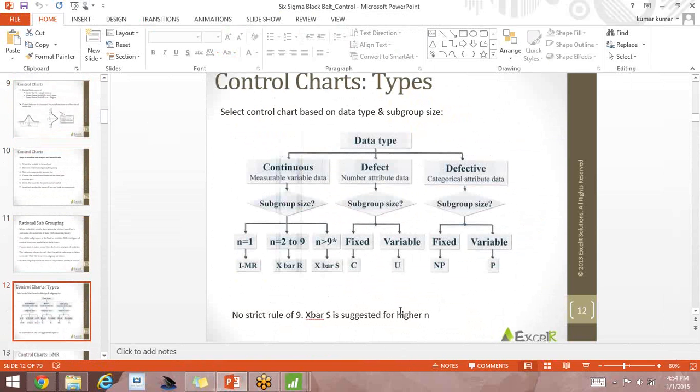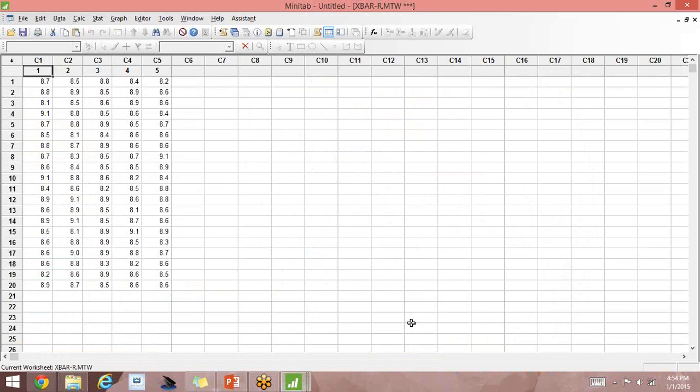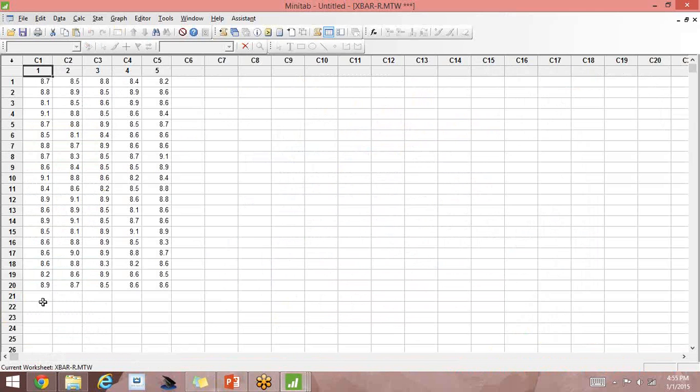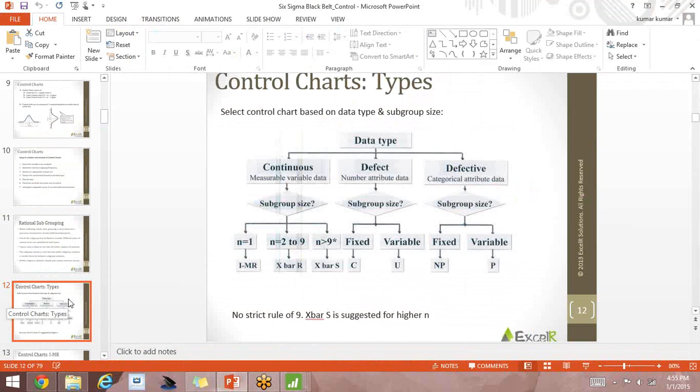Now by looking at this, can you comment on what type of data we are discussing in this Minitab file? Is this continuous data or discrete data? Continuous data. What is the subgroup size? 5. So if it's continuous data and the n value is between 2 and 9, which is 5 in our case, we go ahead with the X bar R chart. So that is why we are using X bar R.